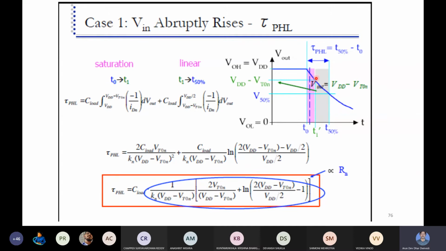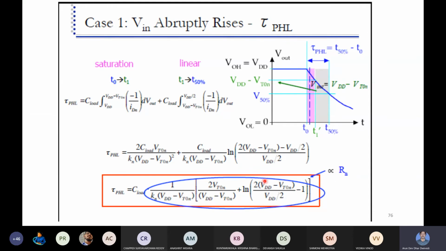So there are two switching states from VOH or VDD. It switches to VDD minus VT, and then from VDD minus VT it switches to VDD by 2. This is why we take two integrals: C load from VDD to VDD minus VTN0, then 1 upon ID dV out, then C load from VDD minus VTN to VDD by 2, with 1 upon IDN dV out. And by putting all together, finally it is the same thing that is written.